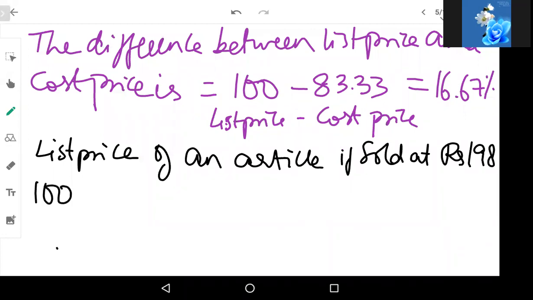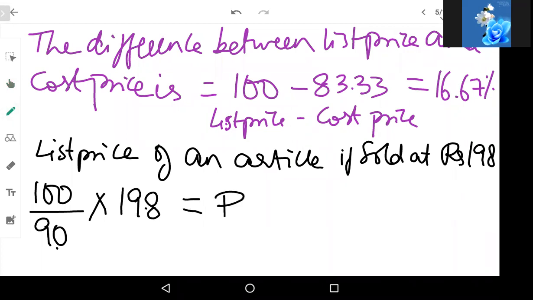100 was the list price divided by 90 was the selling price into what, at which amount the article is sold? 198. So the list price divided by selling price into the actual price that we are supposed to find out is equal to, if you do the calculation here, 100 by 90 into 198, how much do you get? 219.99. Spurti, you can round it off and make it as 220.